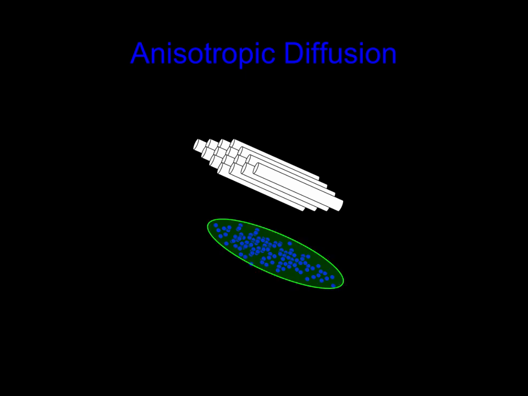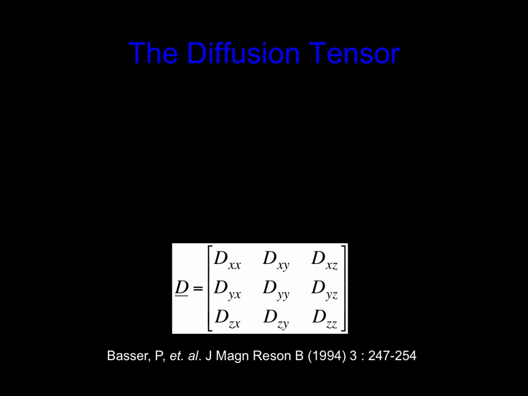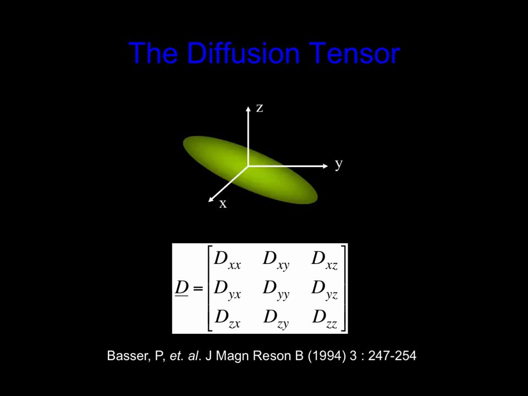And so this is more of an ellipsoid shape, and that can be described by the diffusion tensor, which is a 3x3 matrix. This was first published by Basser et al. in 1994. This diffusion tensor, the matrix, represents the ellipsoid, and it is shown to be symmetric, so that means we need to acquire at least 6 measurements to be able to fill in the whole matrix.